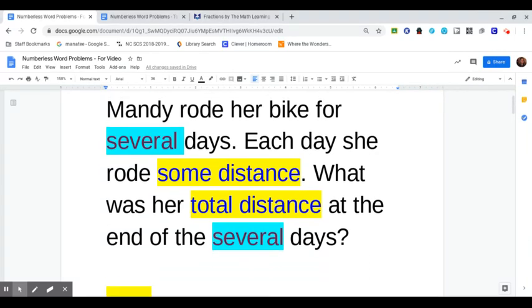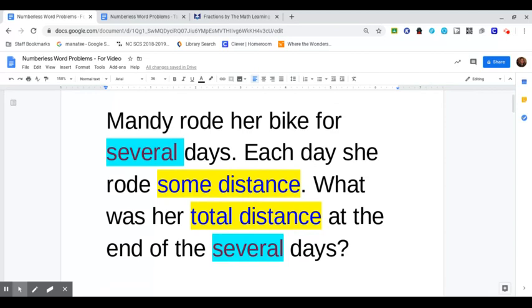So I'm going to read that now, and I want you to think about which operation we would use to solve this numberless word problem. Would we add, subtract, multiply, or divide to solve this? So we have Mandy rode her bike for several days. Each day she rode some distance. What was her total distance at the end of several days?